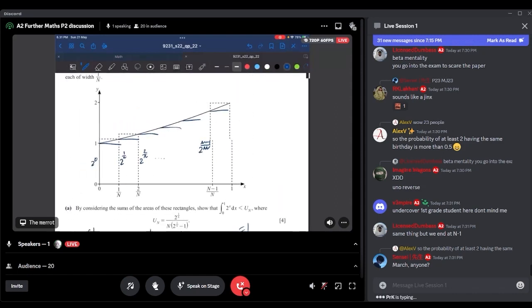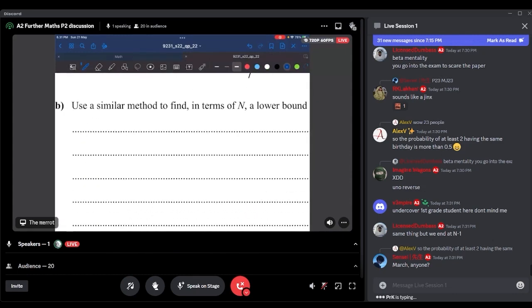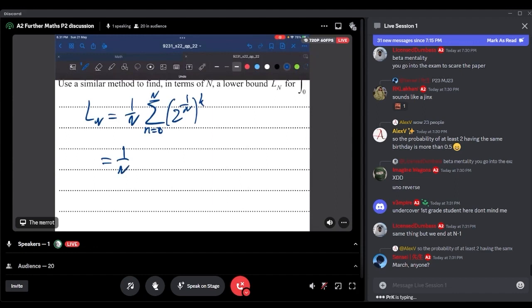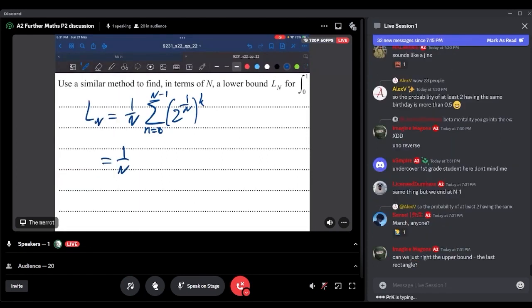Okay, now that we have this, let's add them up. So we have L_n equal to 1 over n, starting from 0 up to big N minus 1 of the same thing. Same thing, this is just a geometric sum. And so we have 2 to the power of, wait, sorry, it's n minus 1, sorry. Okay, so that means we have this.